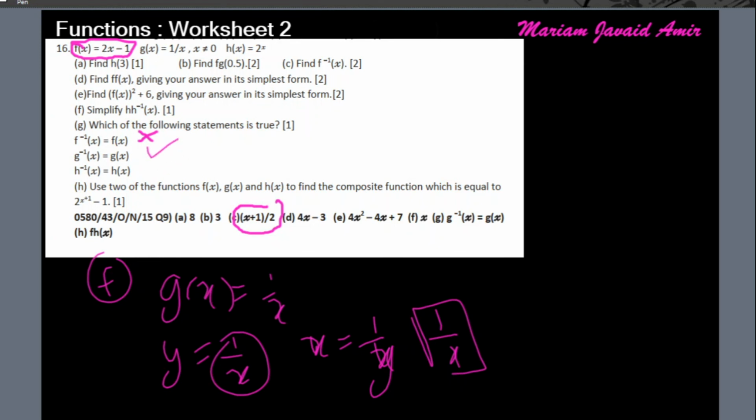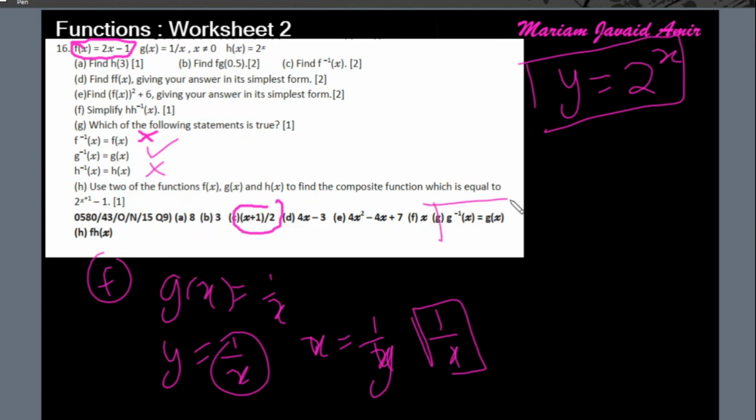And what about h(x)? To find h inverse of x, we'll write y equals 2 to the power x. Now there's no way we can make y the subject from what we've learned so far, so we're unable to make y the subject here, so it does not hold true for h inverse of x. So it's only correct for function g(x).